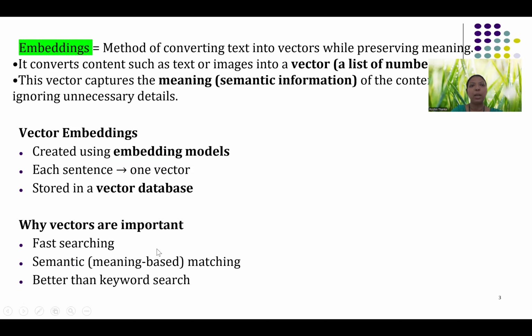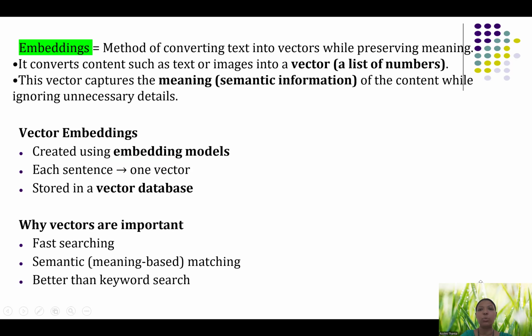And then embedding. The process of converting text to numerical form is what we call embedding. It converts content, whether a text or an image, whatever it may be, into a vector representation, which means a list of numbers that represents the meaning of that particular text or image. This vector captures the semantic information of that input, whether it is a text, an image, or a video.